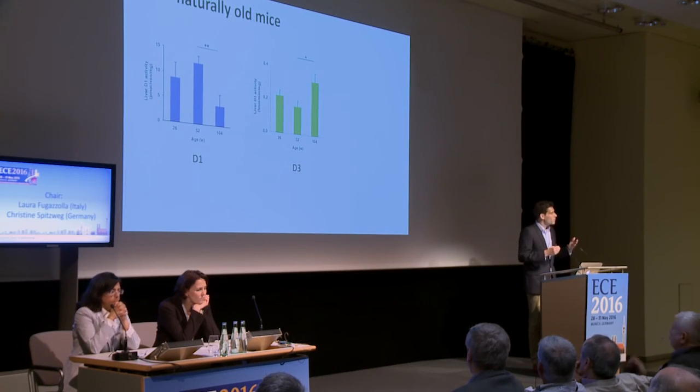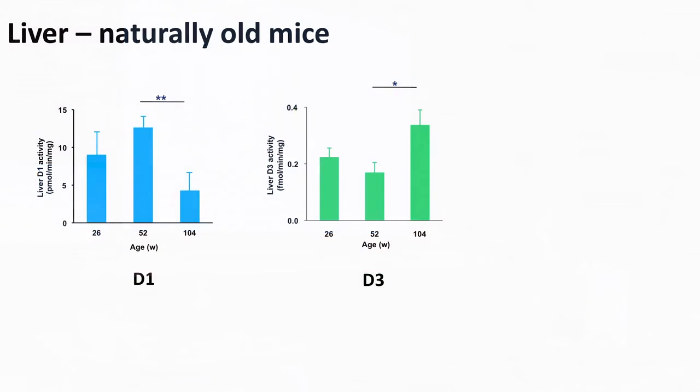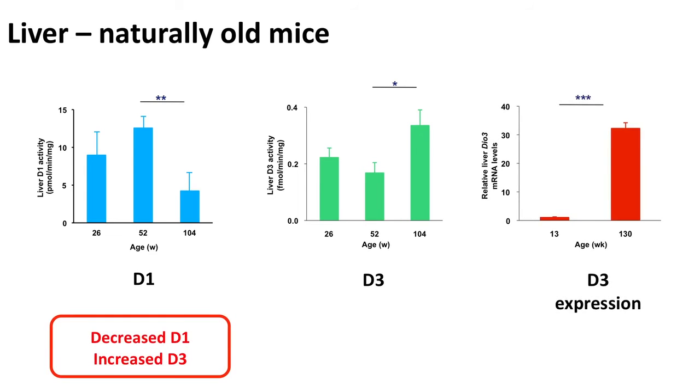So what happens in livers of normal aging mice? In 2-year-old mice we confirmed findings of previous studies showing a decrease in the type 1 deiodinase, and we found an increase in the type 3 deiodinase. And in particular, when we looked in very old animals, 130 weeks, there was a huge increase in the activity of the type 3 deiodinase.